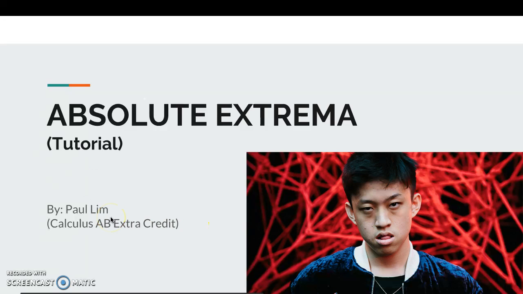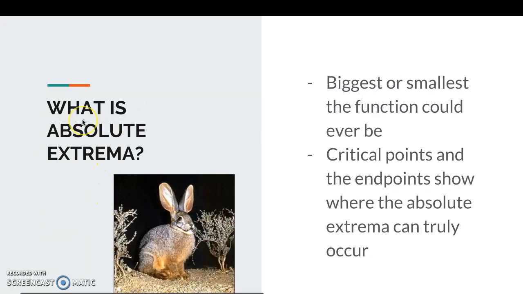Okay, so let's start. So, what is the absolute extrema? Well, the absolute extrema is how big or how small the function could be. It's basically in the name, absolute. When you think of absolute, you think of the utmost of something or the very low of something. So this is the same thing here. It's just showing how big or how small the function can ever be. So to find the absolute extrema, you plug in the critical points and the endpoints to actually show where the absolute extrema can truly occur.